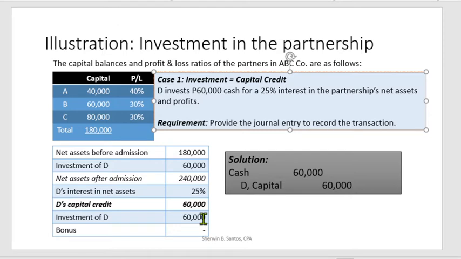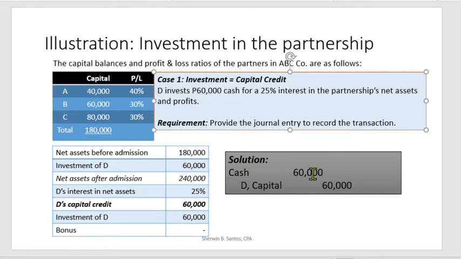Meron bang bonus? Meron bang discrepancy? Meron bang excess? Or merong deficiency? Wala. Because, as computed, the capital credit is equal to the investment. So, may problema ba dyan? Basically, wala. So, how do we recognize the journal entry for this transaction? You just have to debit cash, 60,000.